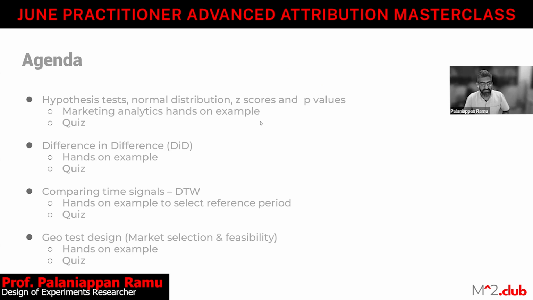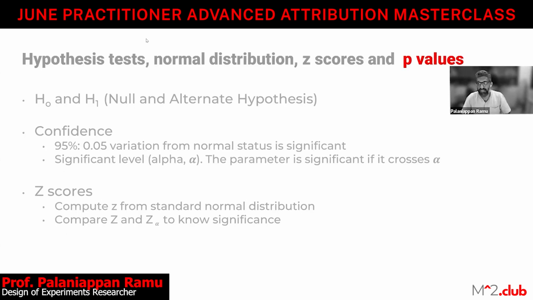So, the hypothesis tests, normal distribution. The second part of that is the difference in difference. And the third part is how do we compare two different time signals. So there are two fundamental hypotheses terminologies here. One is called the H0 and the H1. H0 stands for the null hypothesis and H1 stands for the alternate hypothesis.